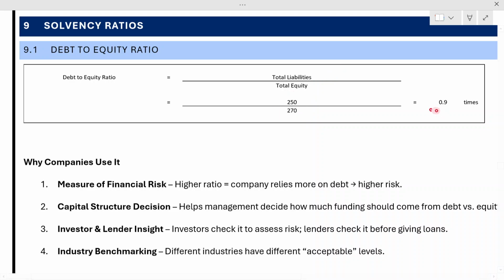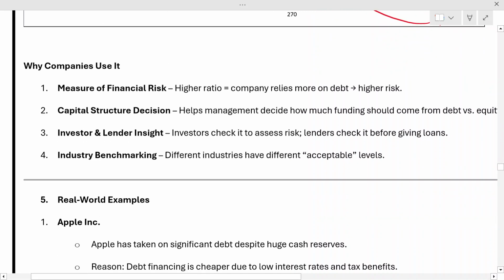This simply gives us 0.9 times, which tells us that if we have equity of $1, we have liabilities of 90 cents. So the efficiency of the business is being shown by this ratio as well.